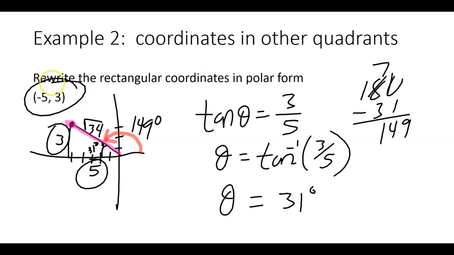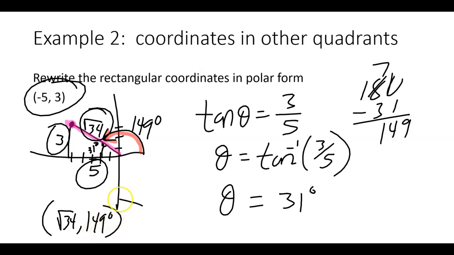So this point in polar form will be as follows. The distance from the origin is the square root of 34. And the rotation from the positive x-axis is 149 degrees. So notice all the steps were exactly the same. It's just that at the end you have to remember that the angle, in this case, that's not the angle I actually want. I want the angle that starts from over here and works its way to my line.